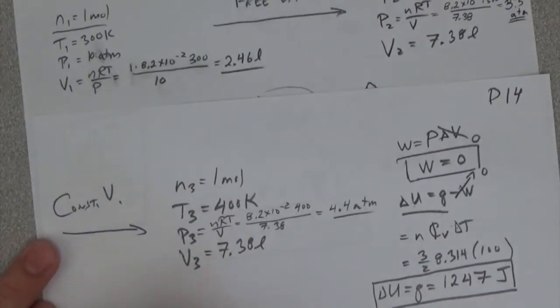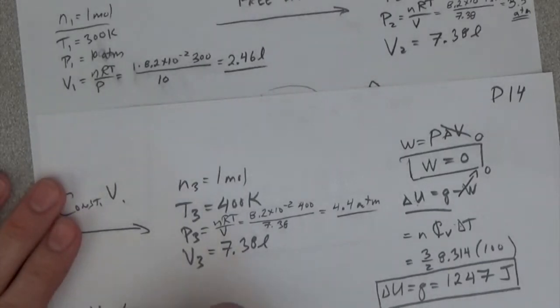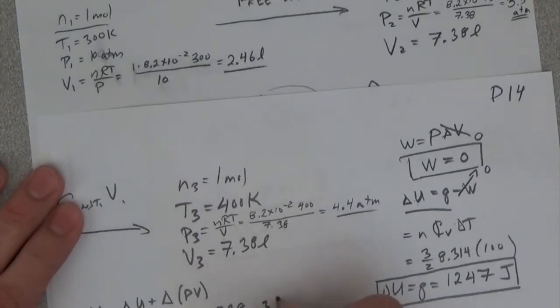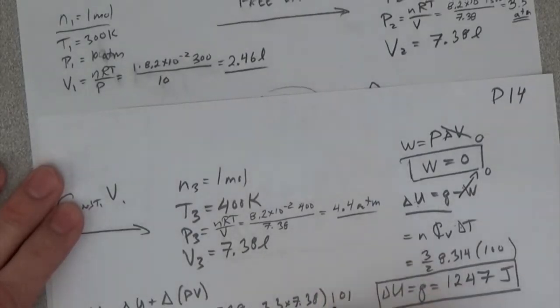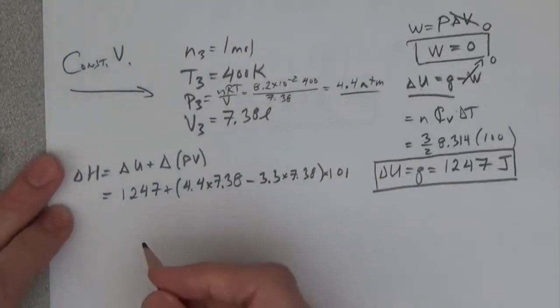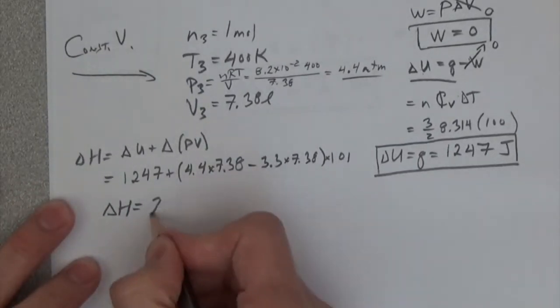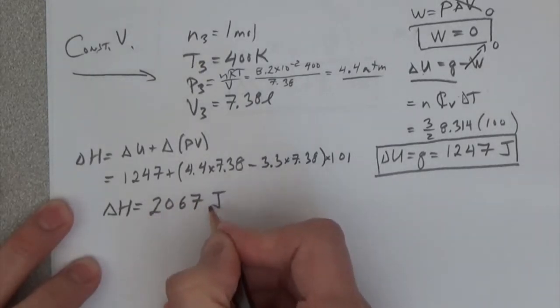Okay, and now we've got delta H is equal to delta U plus delta PV, which is equal to 1247 plus 4.4 times 7.38 minus 3.3 times 7.38 times 101 joule per atmosphere liter. So delta H is equal to 2067 joule.